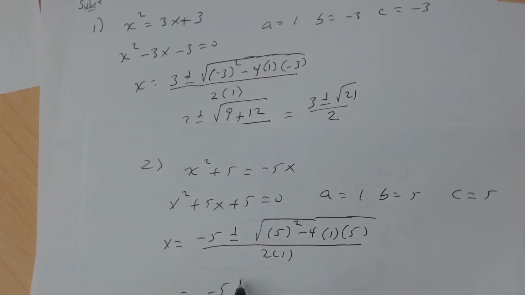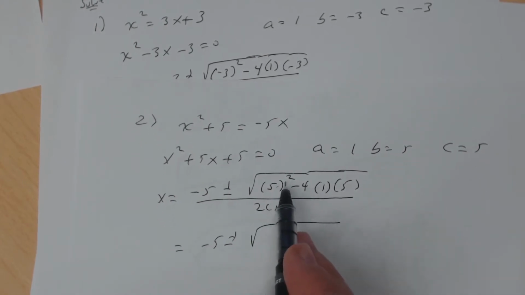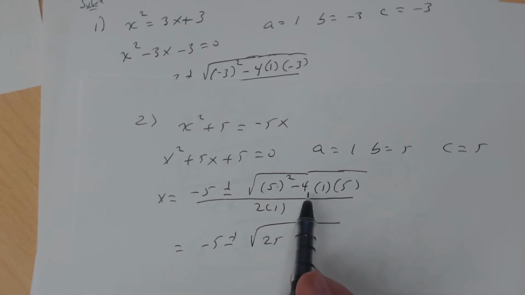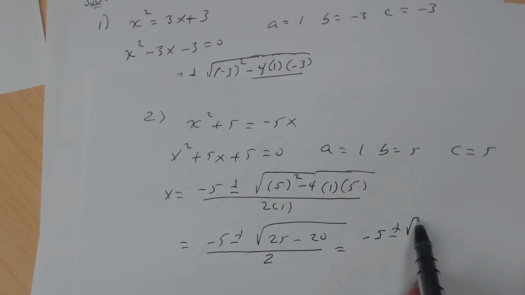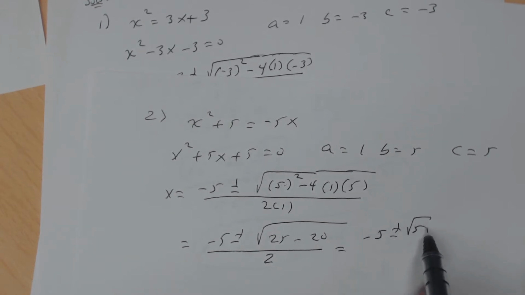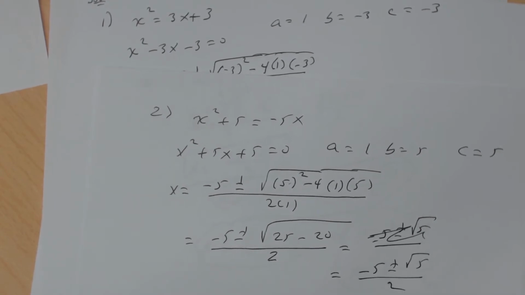So I get negative 5, plus or minus, all right, the square root of 5 squared is 25. Negative times a positive is a negative. 4 times 5 is 20. All over 2. So I get negative 5 plus or minus the square root of 25 minus 20, which is 5. Let me write this. Negative 5 plus or minus the square root of 5 all over 2.